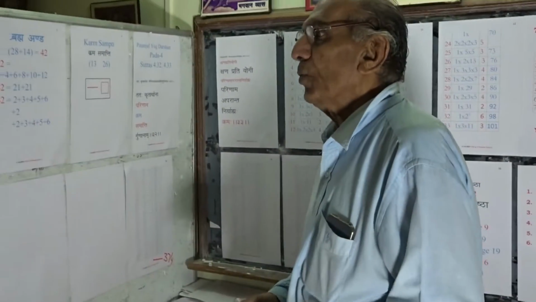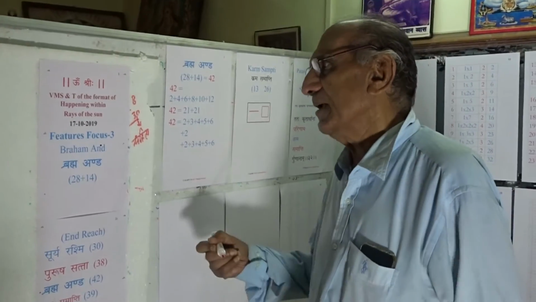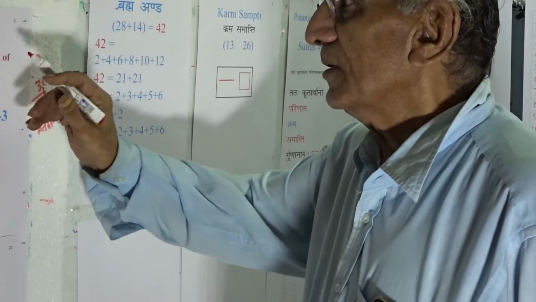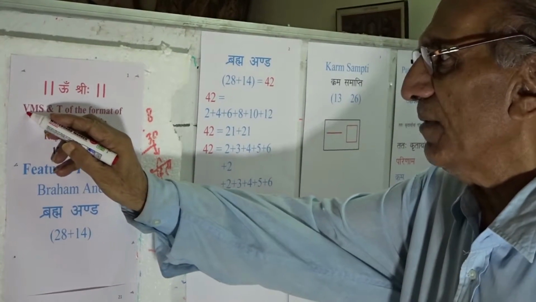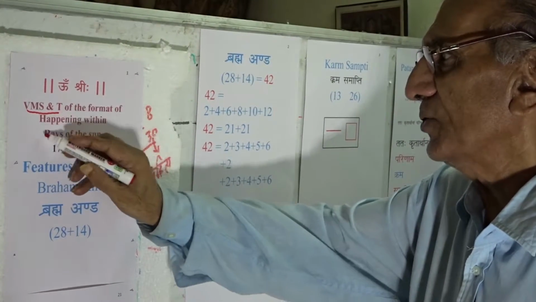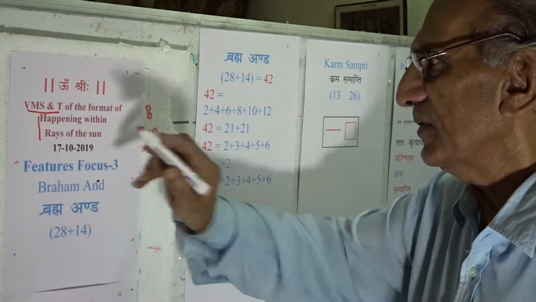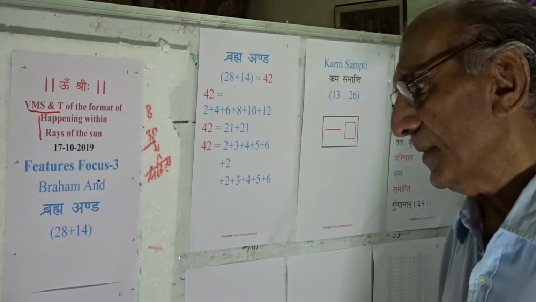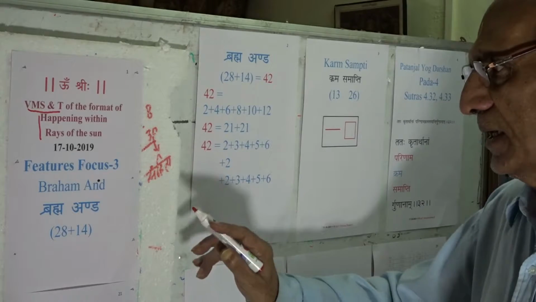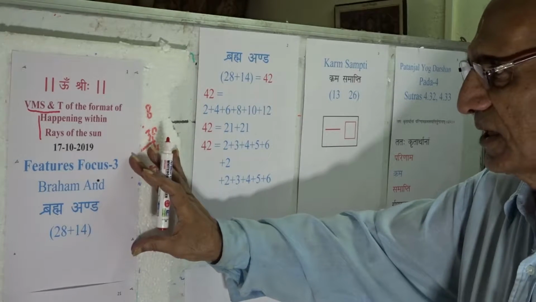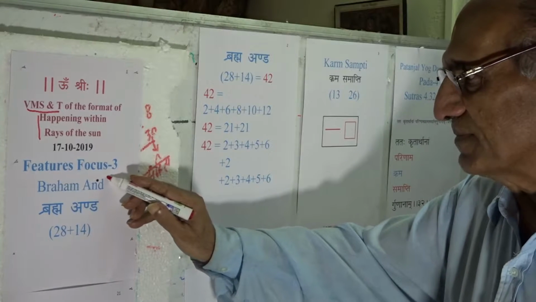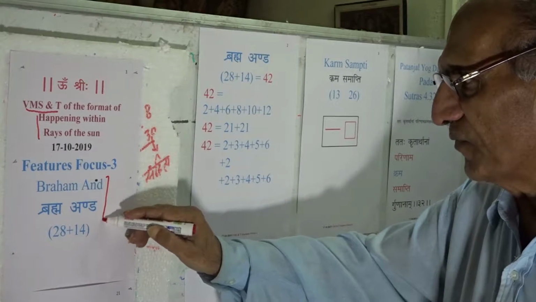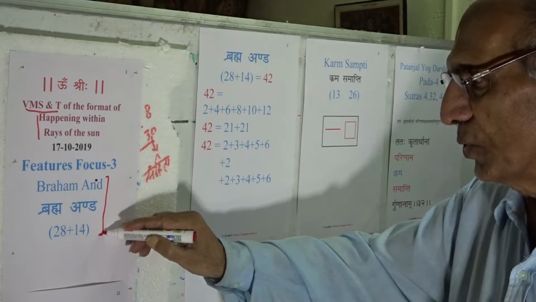Welcome. We are glimpsing and imbibing values and features of the format of Vedic mathematics, science and technology, parallel to happening within rays of the sun. Today we are at the third pillar of features, focus as Brahmand of TC value 42.